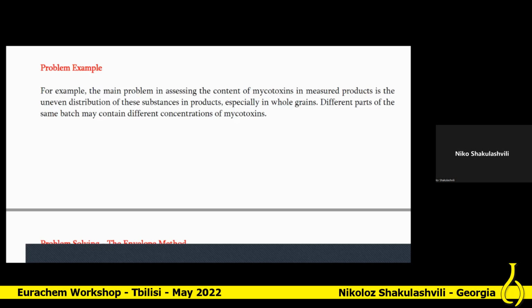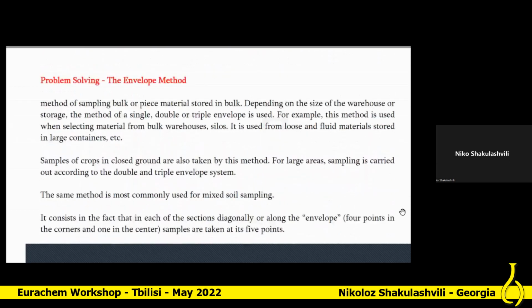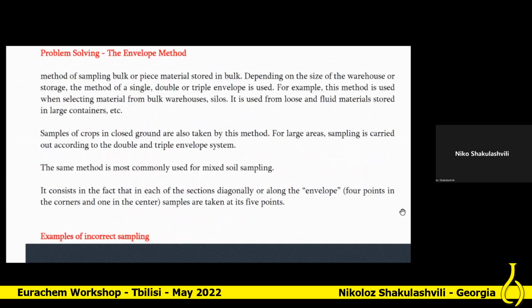So what can happen in this situation? There are different methods related to sampling, especially depending on the size of the batch. And there are particular rules for sampling that need to be taken into account. We are talking about the envelope type method. Here, we have a method of sampling bulk or piece material stored in bulk.